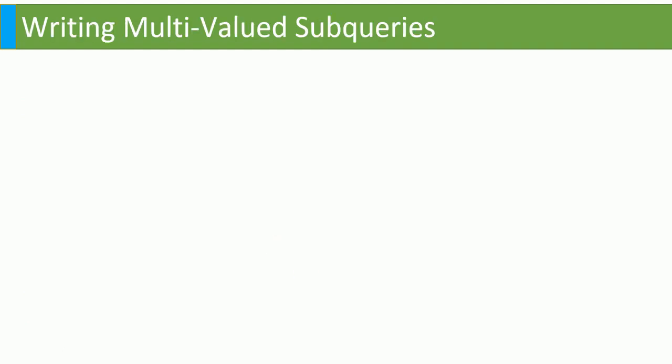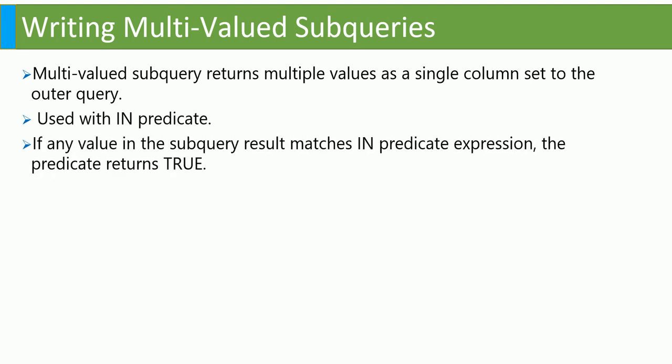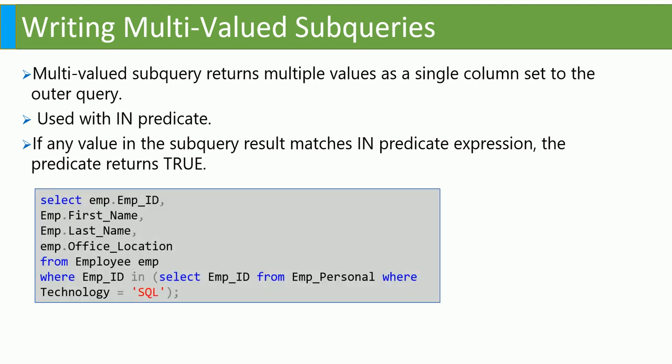Now, writing the multi-valued subquery. A multi-valued subquery returns multiple values as a single column set to the outer query. Use it with the IN predicate, and if any value in the subquery result matches the predicate expression, the predicate returns true. So this is a query example of how you can use it.